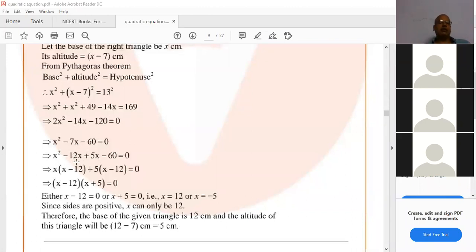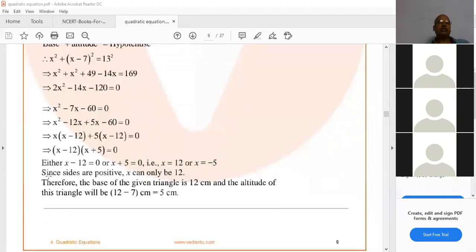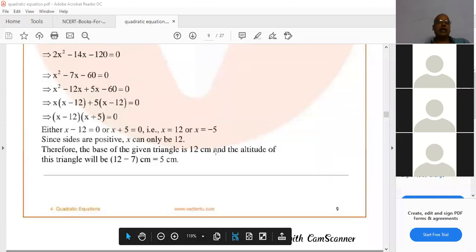x square minus 12x plus 5x minus 60 equal to 0. Taking x common: x of (x minus 12), plus 5 common, (x minus 12) equal to 0. (x minus 12)(x plus 5) equal to 0. Hence x equal to 12 or x plus 5 equal to 0, so x equal to 12 or x equal to minus 5. This is a geometry sum, a mensuration sum, so we can take only positive side lengths; we can't take negative. The base is 12 centimeters, then its altitude is 12 minus 7, 5 centimeters.